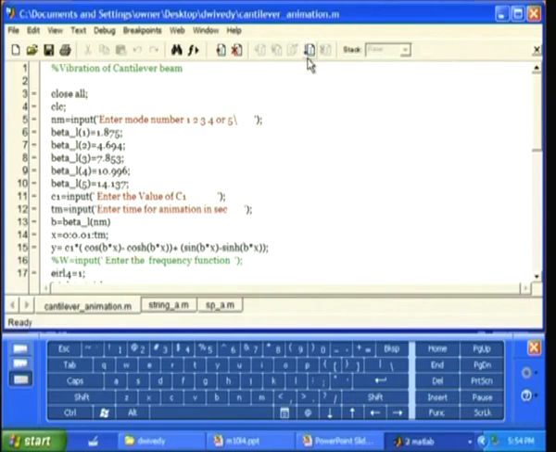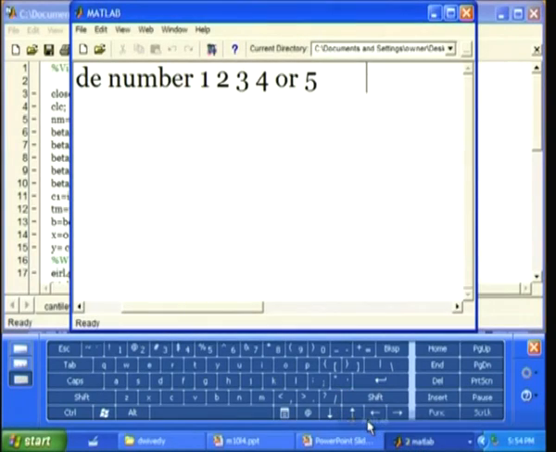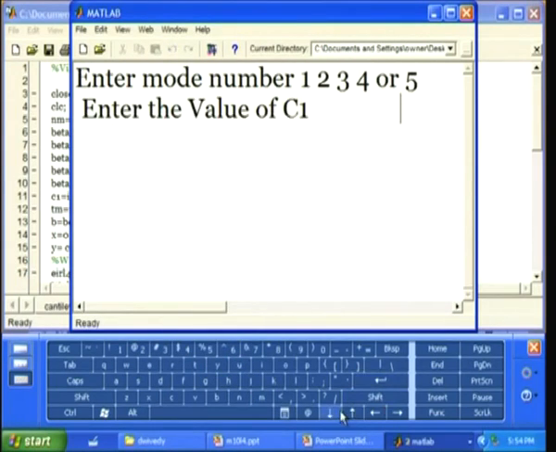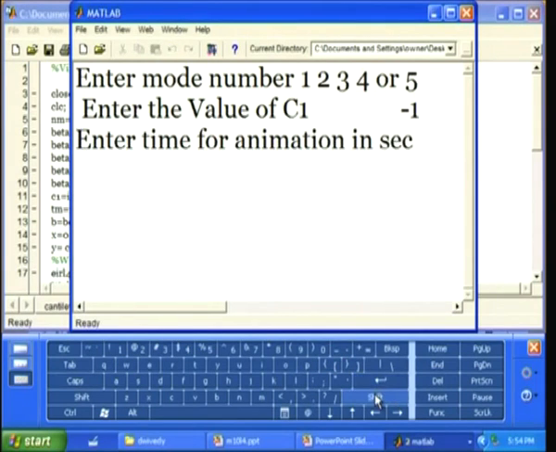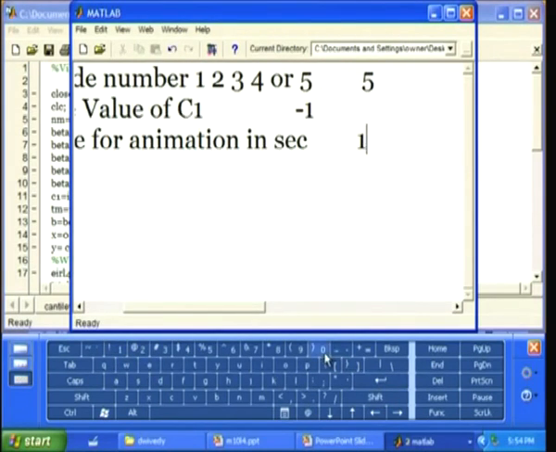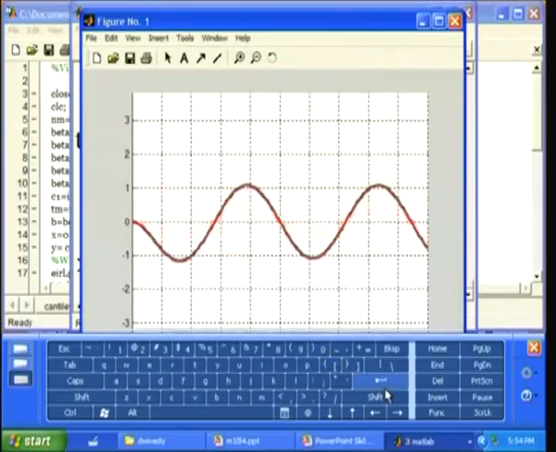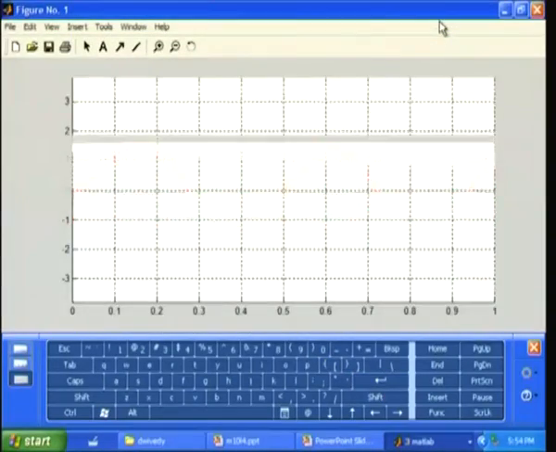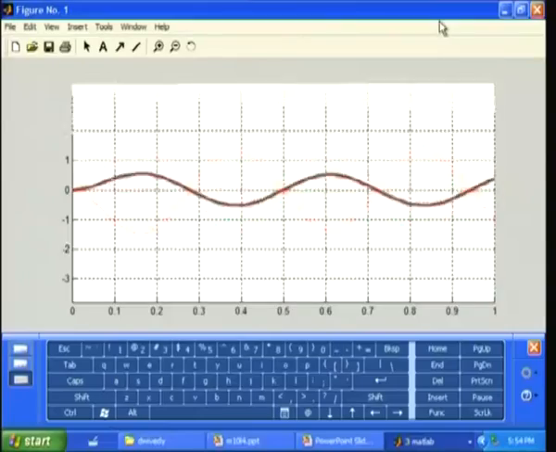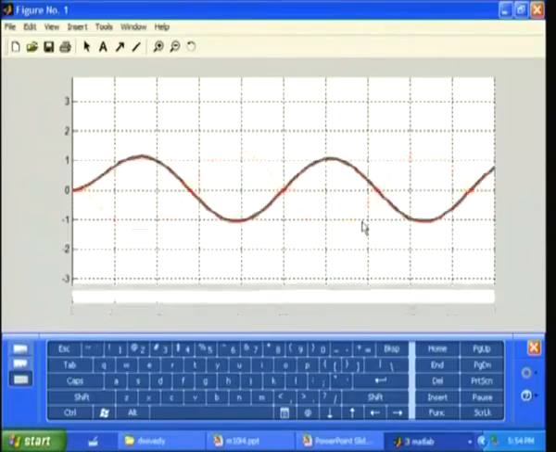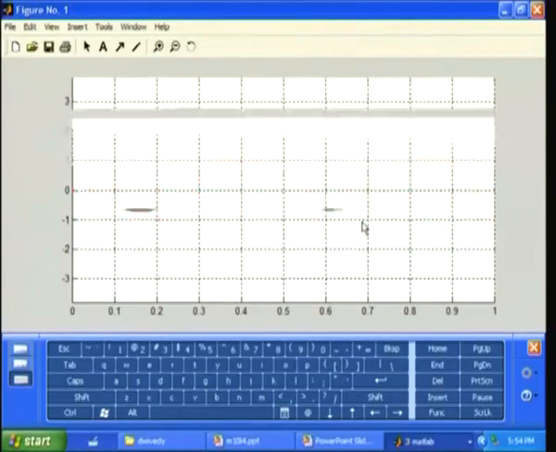If you want to see the fifth mode, let us see the fifth mode. You can clearly observe that there are 4 points at which there is no vibration of the system.